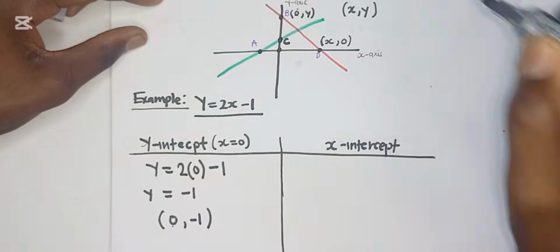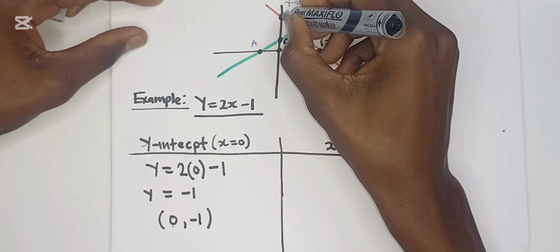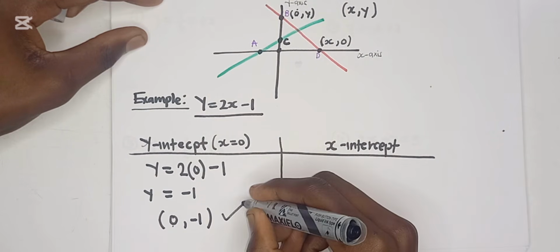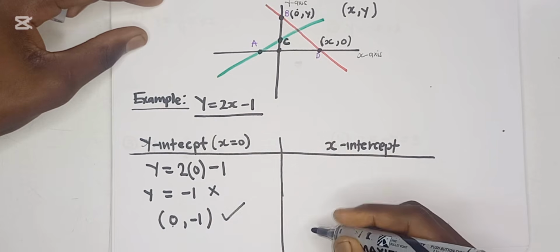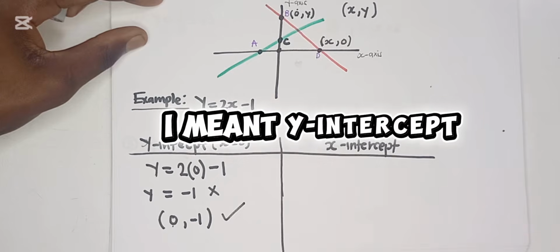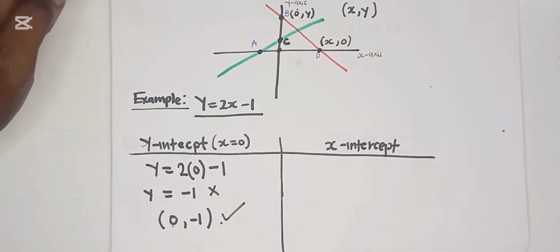Why? It is because the y-intercept is the point that is found on the y-axis of the graph. So this is the y-intercept. This is not the y-intercept. It's the y coordinate of an x-intercept. This is an x-intercept, and I hope that it is clear to you.